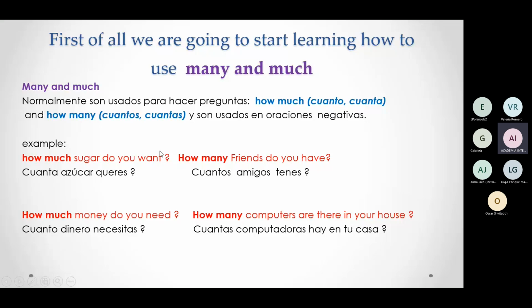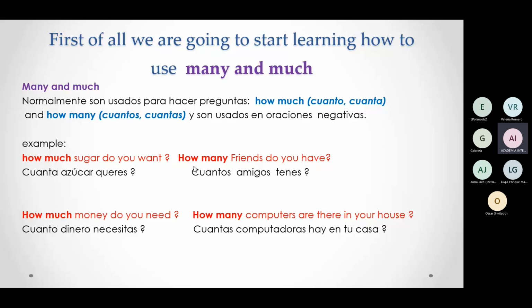Now, can you read the second example, Enrique? How many friends do you have? Okay, how many friends do you have? Now, can you tell me what the difference between those sentences is? What can you see? The uncountable noun is sugar. For this, we use much, and friends are countable nouns. For this, we use many. Yeah, that's correct. Very good. That's the main difference, right? It's very easy.